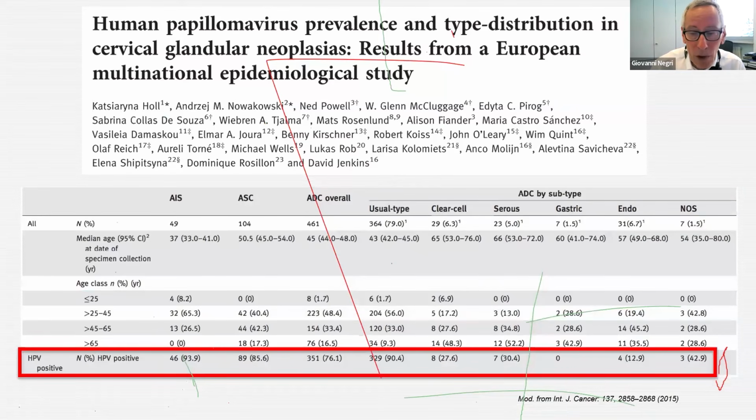And even if you look at cervical cancer, look here, for example, in adenocarcinoma in situ, almost 94% are HPV positive. If you look at invasive adenocarcinoma, depending on the study, between 10 and 25%, depending on the country, if they are primary adenocarcinomas of the cervix, they may be HPV negative.